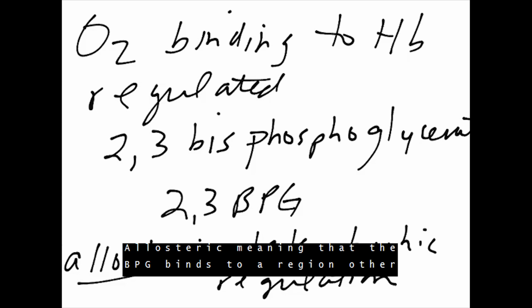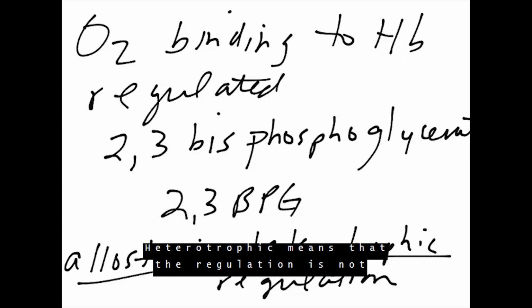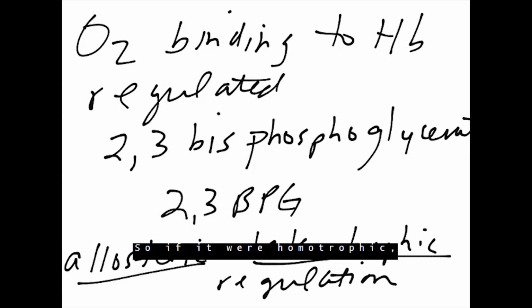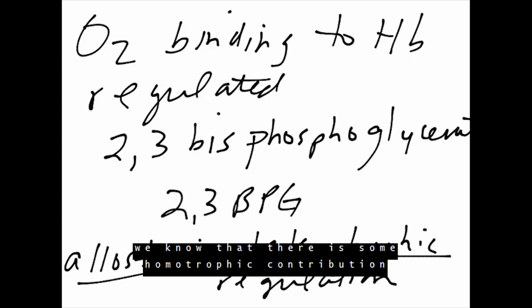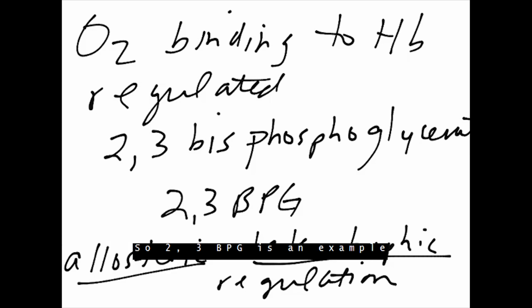Allosteric, meaning that the BPG binds to a region other than where the actual ligand binds. So it does not bind to the heme the way oxygen does. So BPG has a different or a separate binding site on the hemoglobin surface. Heterotropic means that the regulation is not by the same ligand. If it were homotropic, we know that there is some homotropic contribution to oxygen binding because it's cooperative. Heterotropic means a different molecule is doing regulation. So 2,3-BPG is an example of allosteric heterotropic regulation of oxygen binding to hemoglobin.